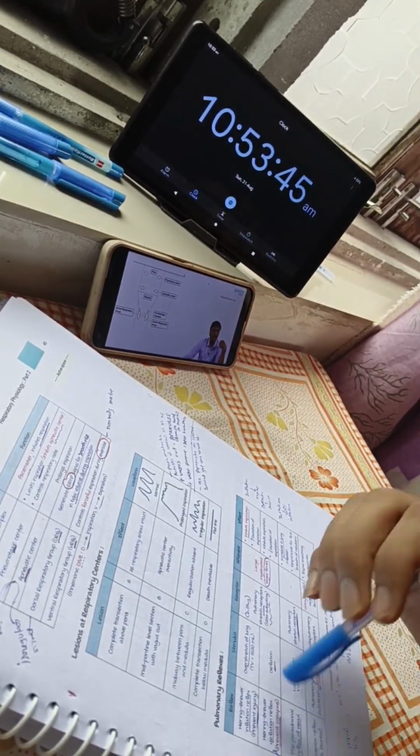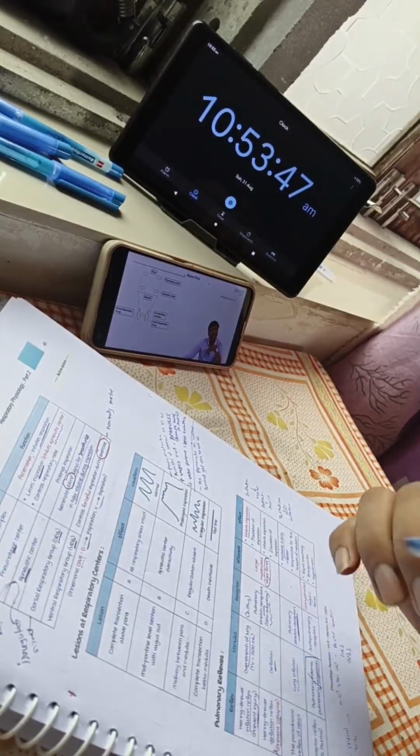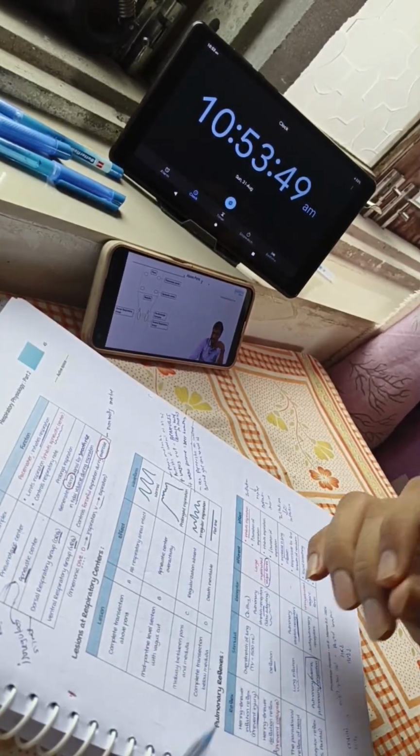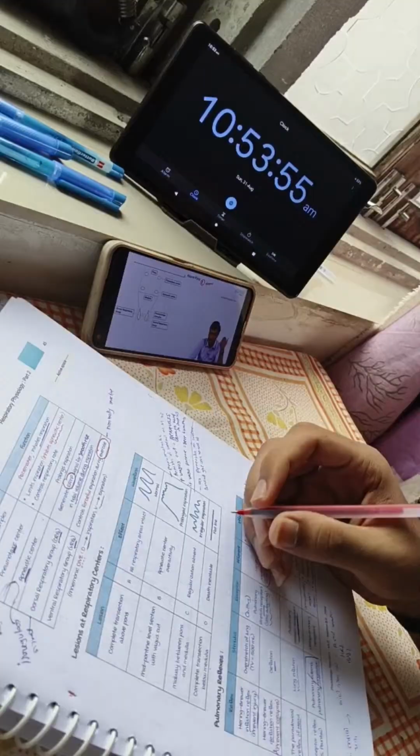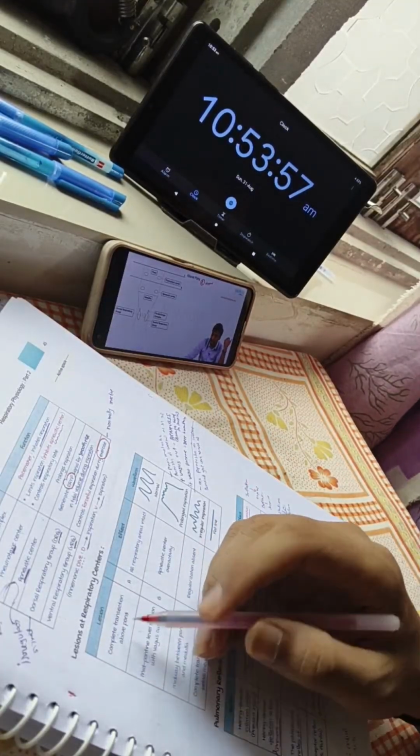First lesion point, A, that is above pons. Any lesion above pons, respiration totally remains normal, no problem at all, because below pons, all the areas are intact. So respiration functions normally. What is this lesion point B? This lesion point B is a mid-pontine lesion.